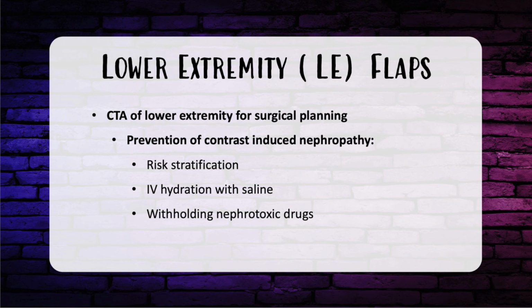Let's talk about lower extremity flaps. Before we get into the named flaps, keep in mind it is very common to obtain CTA of the lower extremity for surgical planning. Contrast-induced nephropathy is a complication. A major risk factor for developing contrast-induced nephropathy is pre-existing renal dysfunction. And the best way to prevent contrast-induced nephropathy is, number 1, risk stratification and IV hydration with normal saline. You can also withhold nephrotoxic drugs.